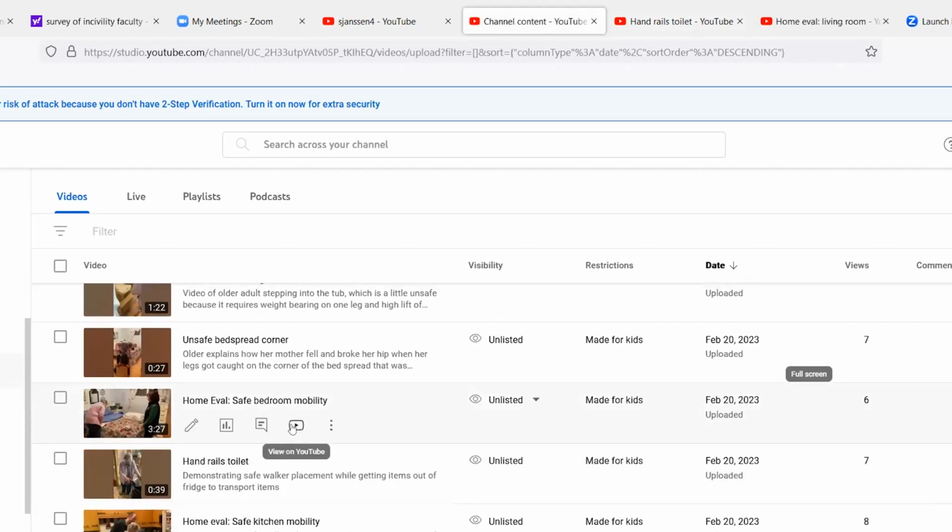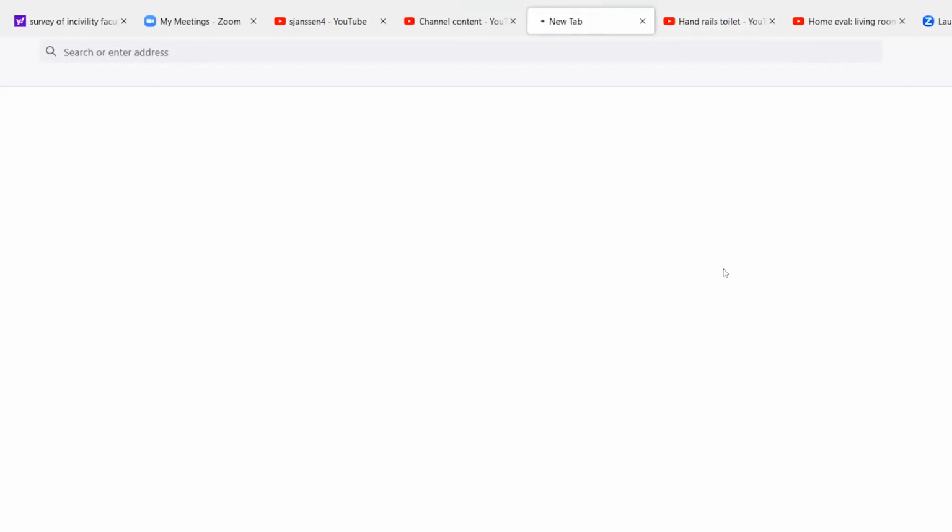Now we're going to be going into the bedroom to illustrate safe mobility, and she's going to showcase her system. So this is where habits and routines are really important to use when making any type of recommendations for them.